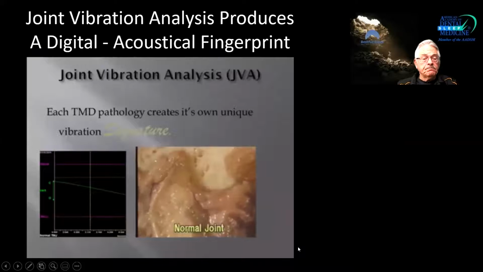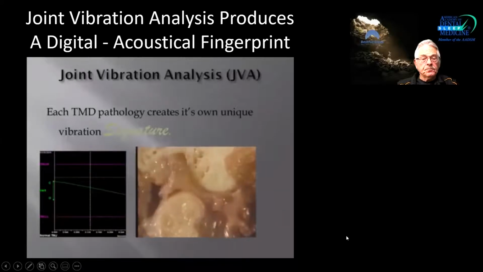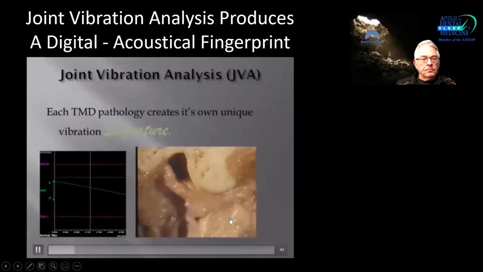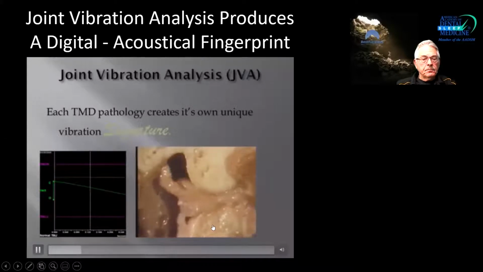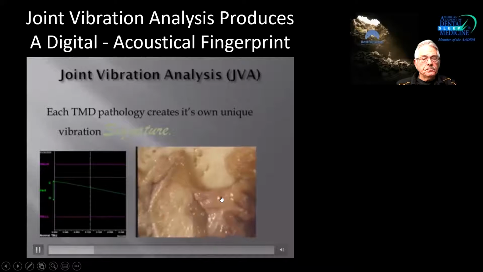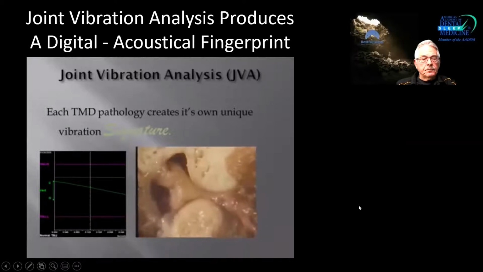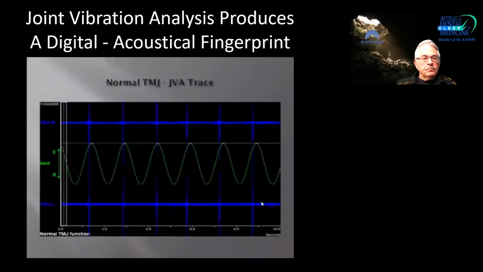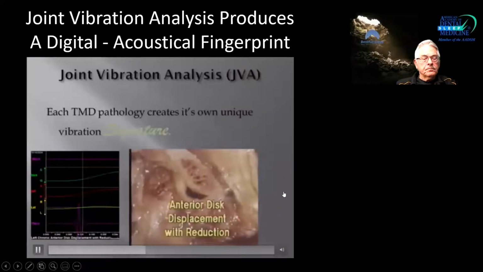Here we have a normal temporomandibular joint opening and closing. You'll notice that the disc is in the correct position, and as the condyle rotates and translates down the eminence, it's a very smooth, well lubricated movement that is not going to create any vibrations. When a patient has this scenario in their TM joints, the JVA trace shows no vibrations during opening and closing, and only the teeth hitting at each green peak where their teeth are coming together.